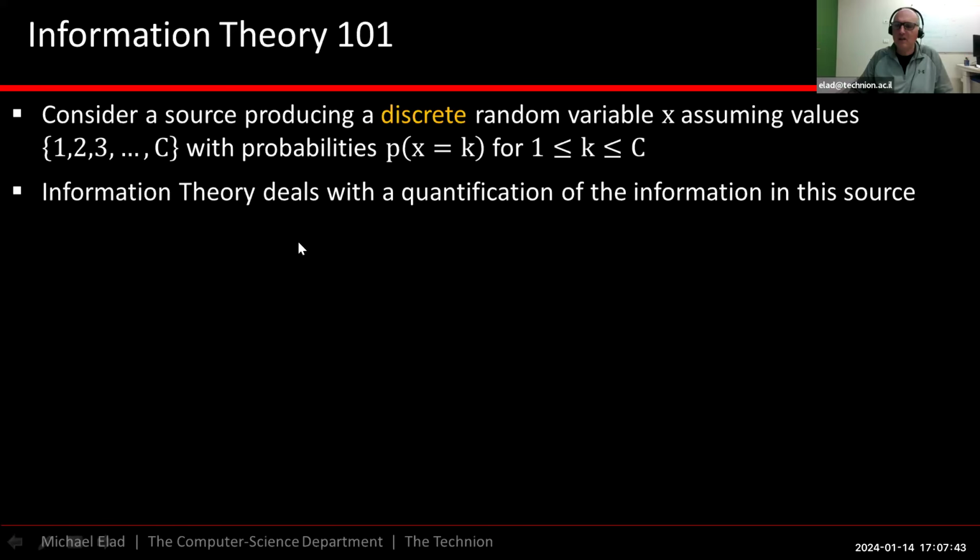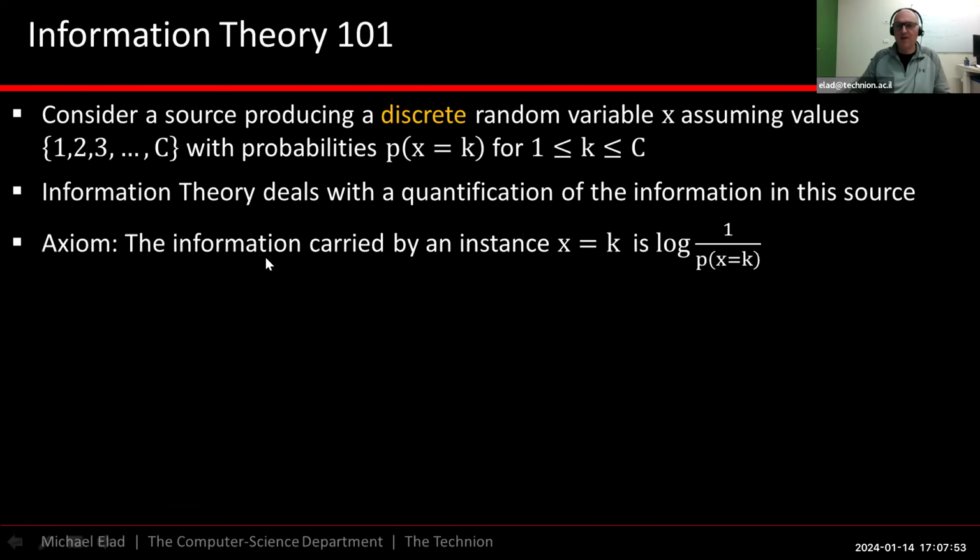In information theory, it deals with the question of quantifying the information that is carried by such a random variable. So here is sort of an axiom that says, if X assumes the value K, the amount of information that you are given by knowing that this is K is actually proportional to log of 1 over this probability. Where is it coming from?